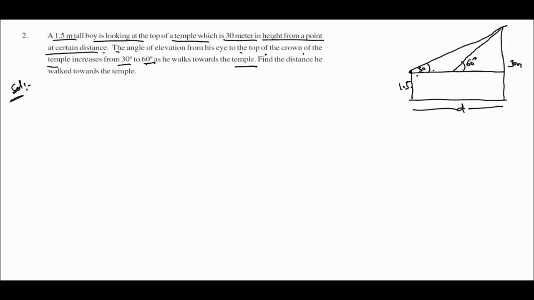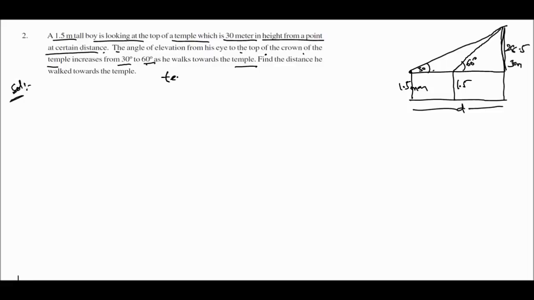So what is the man's height? It is 1.5 meters. So if we subtract 1.5 from 30, we get 28.5, which is the temple height above the man's eye level. So from the figure, the temple height is given there.